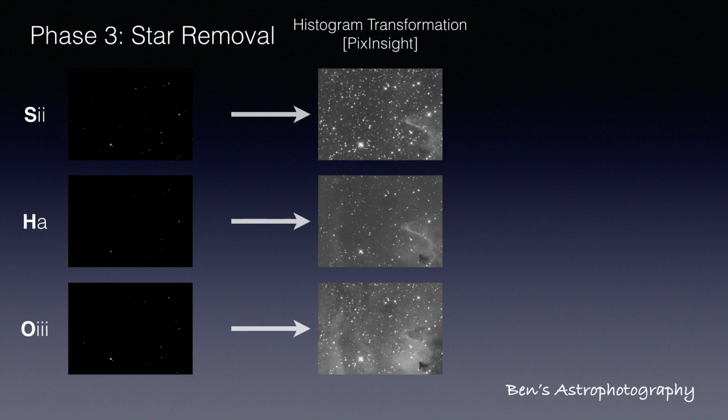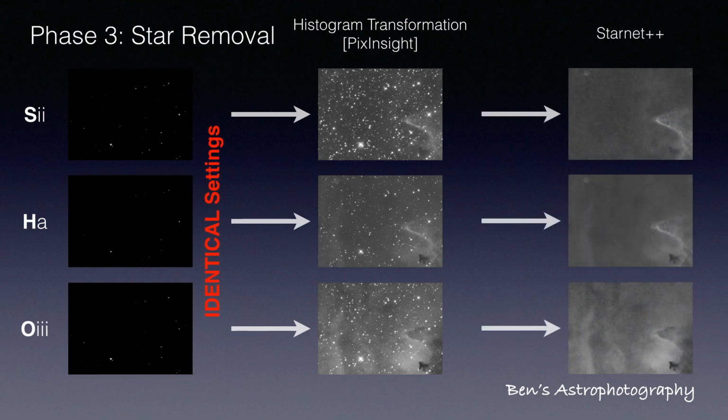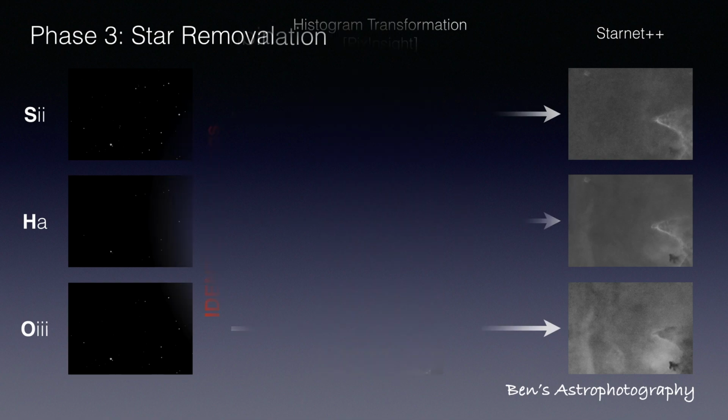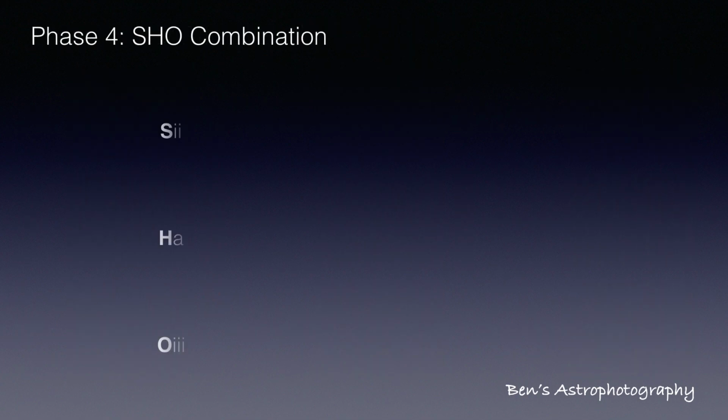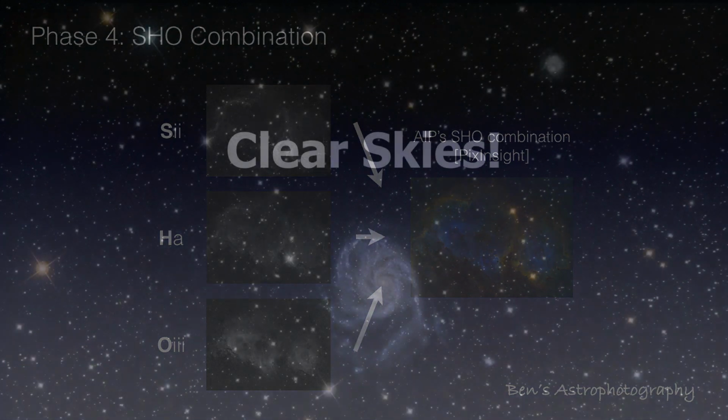Okay, let's wrap up. In phase 3, we first stretched 3 master images with identical settings. The key word is identical here. Then we apply StarNet++ to remove the stars. And the keyword here is patience. In phase 4, we simply use the AIP SHO script and put 3 masters in their place and run the combination. That's it for today.